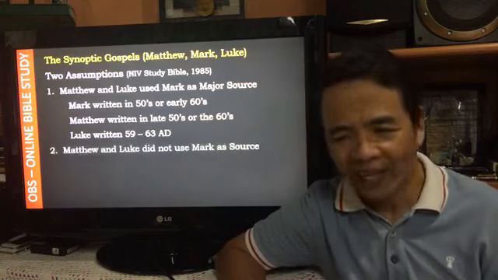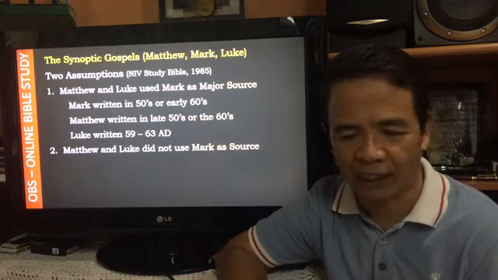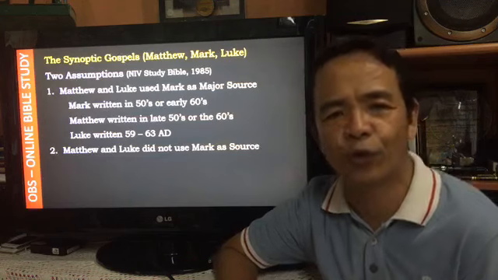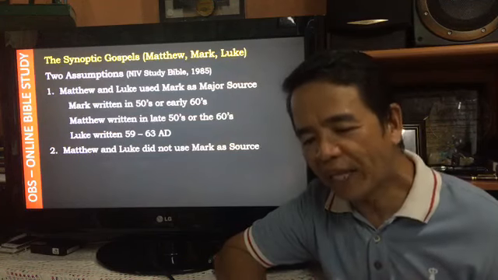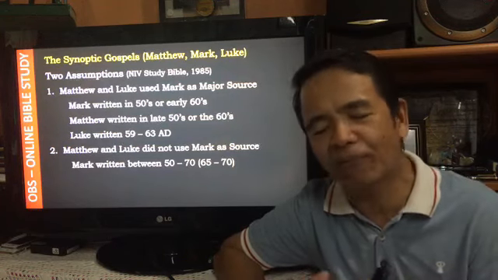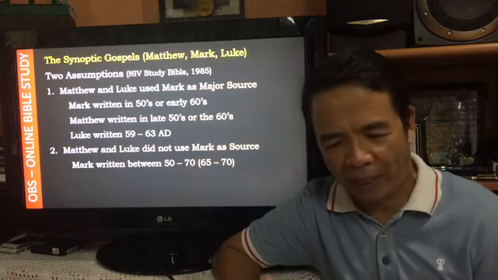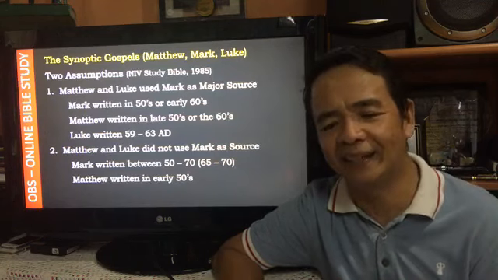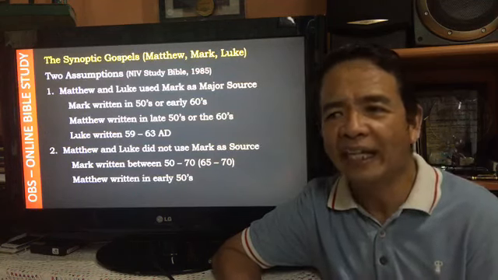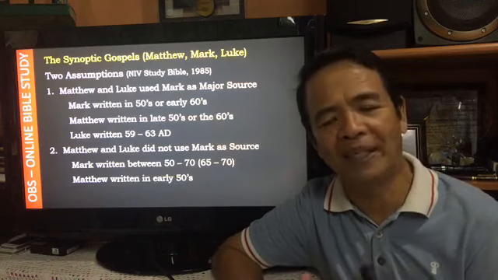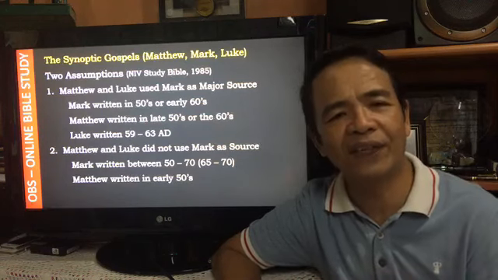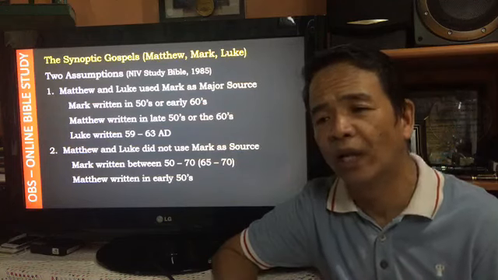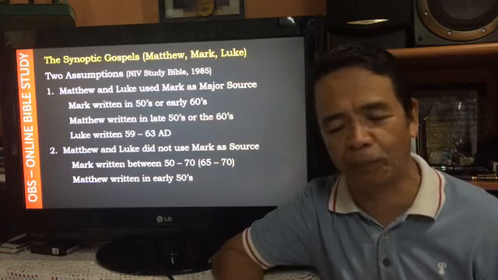That's the first assumption. The second assumption for the synoptic gospels is that Matthew and Luke did not use Mark as their source. If that is the case, then Matthew must have been written earlier. Mark could be written between 50 and 70 AD, and Matthew in the early 50s. The truth is, the early church believed that the first gospel written was Matthew's. That's why Matthew comes first in the New Testament books.